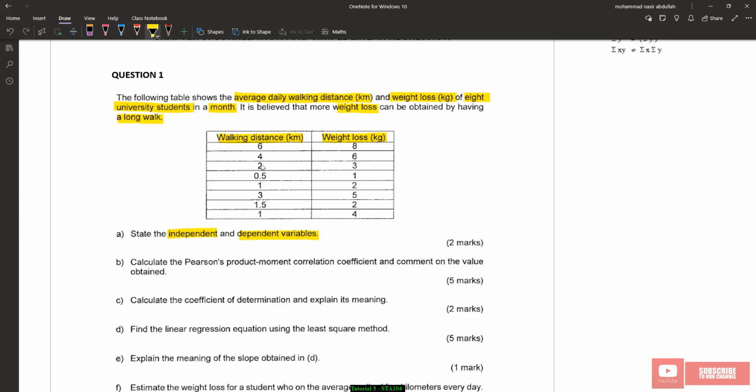Weight loss depends on walking distance. This is very simple logic. If you are not sure, you need to be very careful. You have to ask yourself many times: does walking distance depend on weight loss, or does weight loss depend on walking distance? If weight loss depends on walking distance, it means that weight loss is the dependent variable and walking distance is the independent variable. Right?